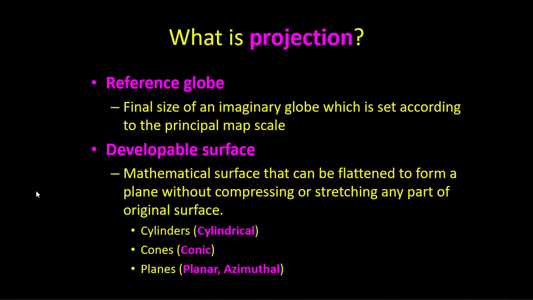And so there are three different types. There's one in which we use cylinders as our developable surface. There are others where we use cones, which is called conic, and another where we use a flat surface or planes, and we'll call those planar and azimuthal.